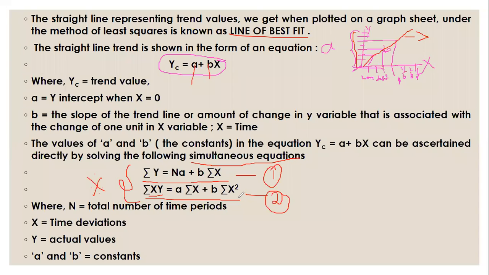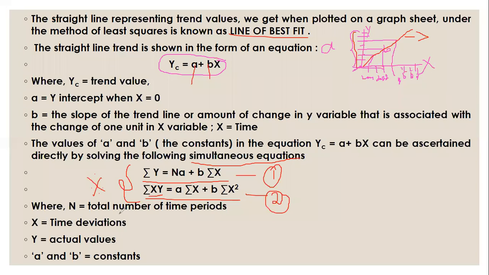Sigma y is equal to n into a plus b into sigma x. That is equation number 1. And sigma xy is equal to a into sigma x plus b into sigma x square. This is equation number 2. Now in this, let us understand what the equation denotes.